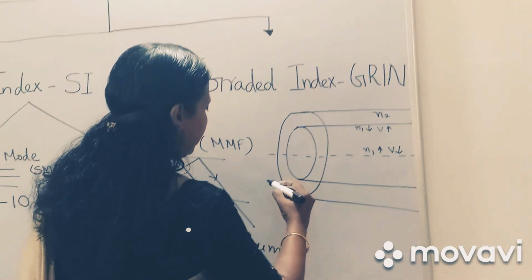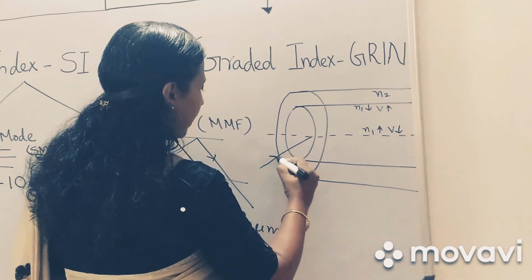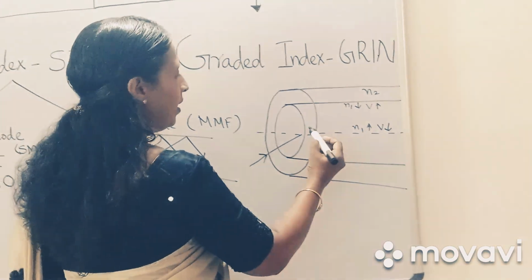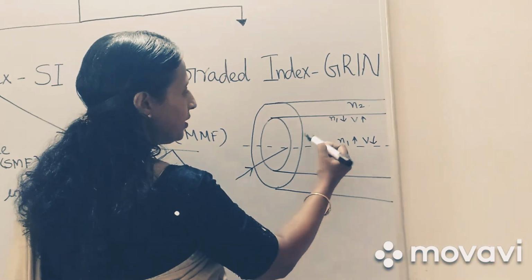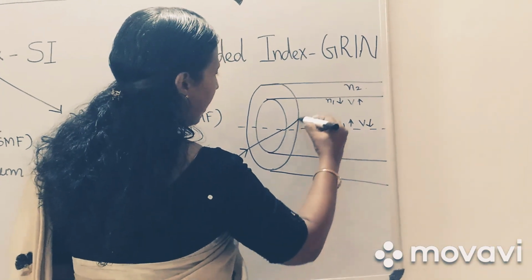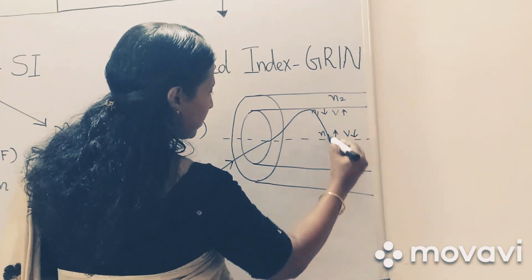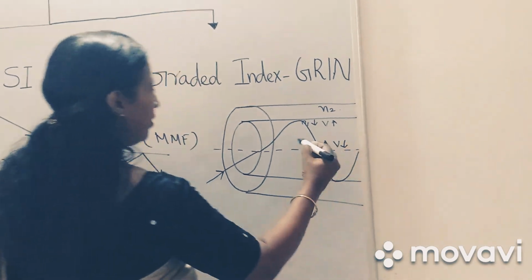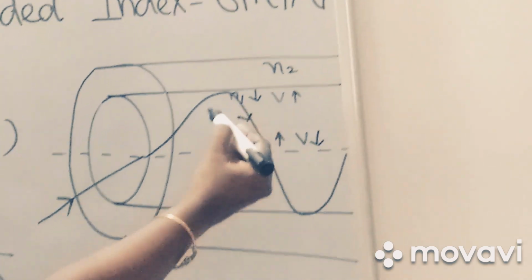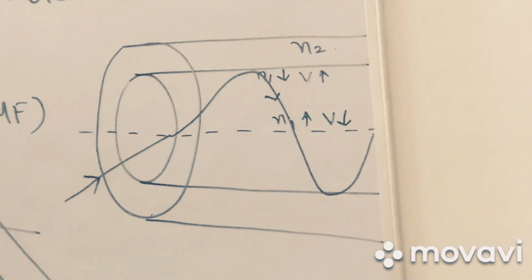Consider a light ray entering into the graded index fiber. It is moving from denser to rarer medium continuously. So refraction occurs, and after continuous refraction, this will be the path of light through the fiber. So light follows a curved path or parabolic path through the graded index fiber.